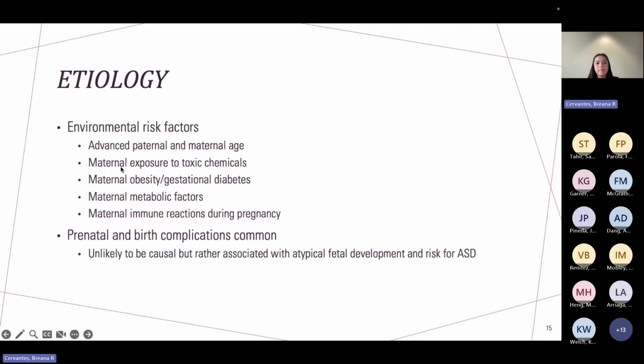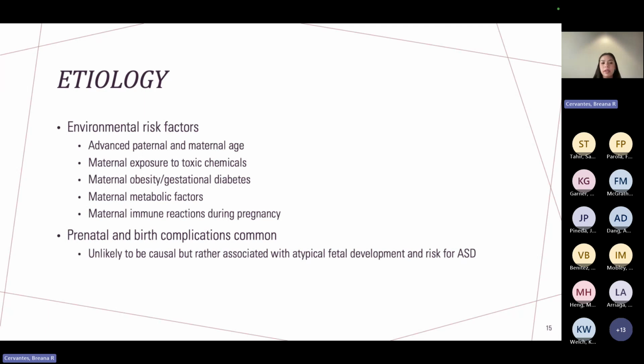Thinking about advanced paternal and maternal age. So how old are the parents at the child's birth? Maternal exposure to toxic chemicals, maternal obesity or gestational diabetes, other metabolic factors, and other immune reactions during pregnancy for the mom side.